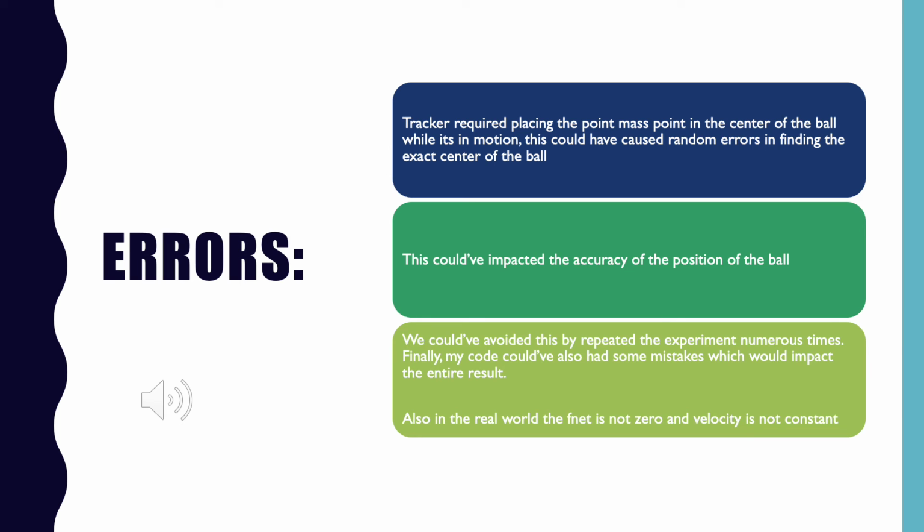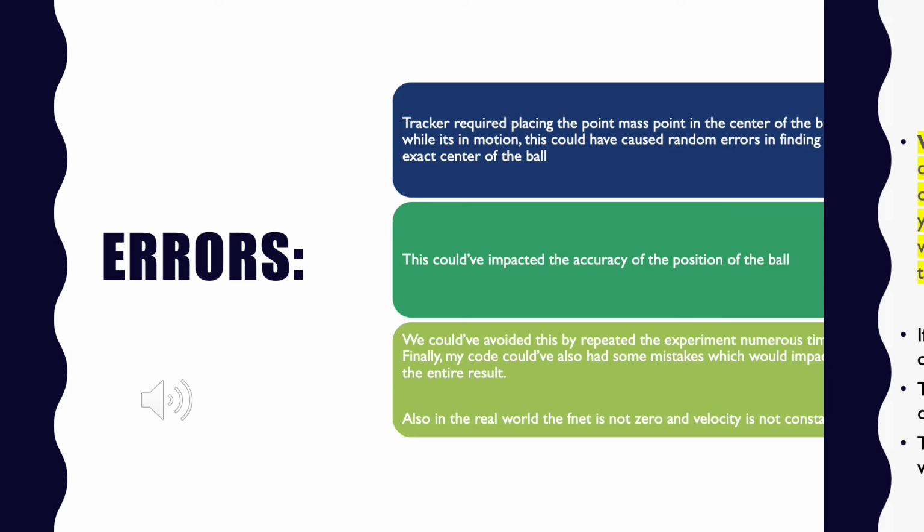However, such results may have been affected by possible sources of error. The main source of error is that the model assumes you have a constant velocity because F net is equal to 0. However, as we just explained, in the real world, the F net is not 0, and thus the velocity isn't constant throughout. And I explained actually more errors on the slide.